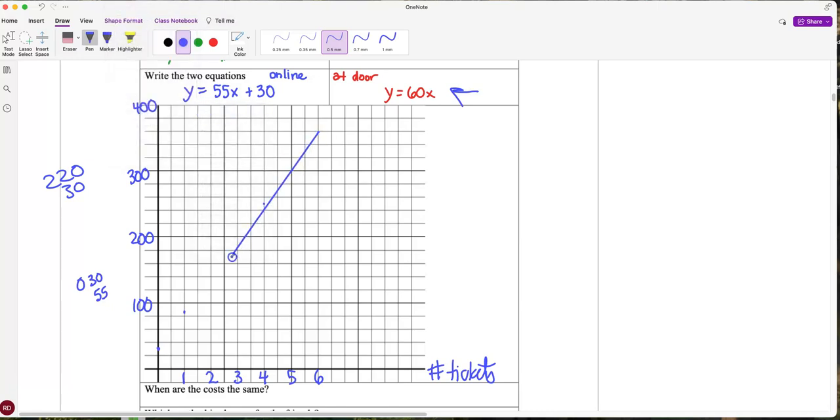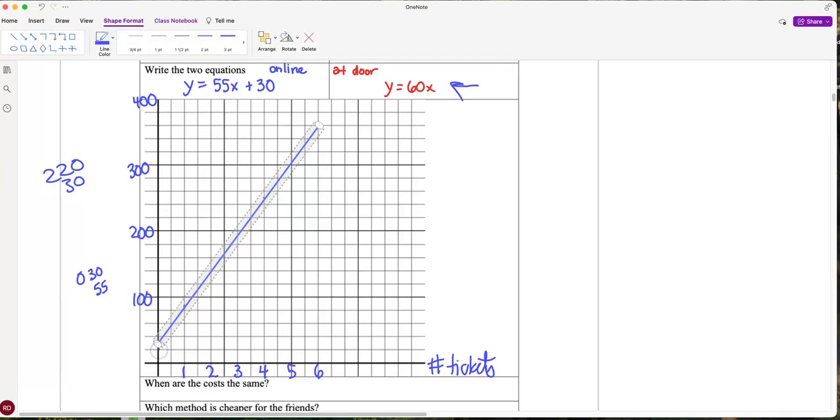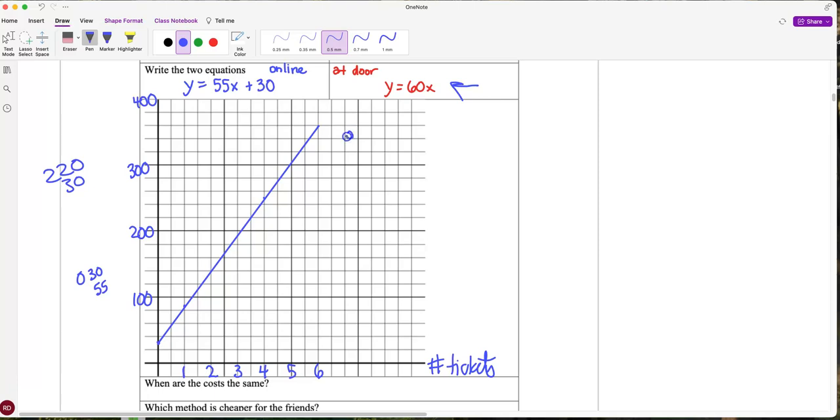So right there. So this is my online, Y equals 55X plus 30.